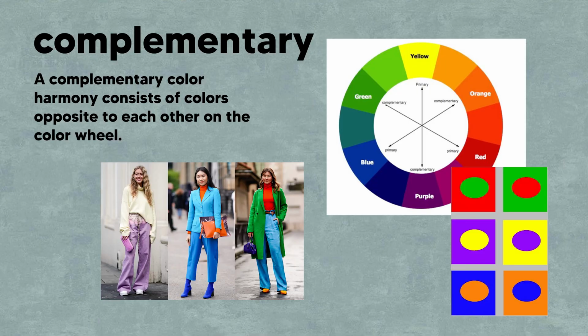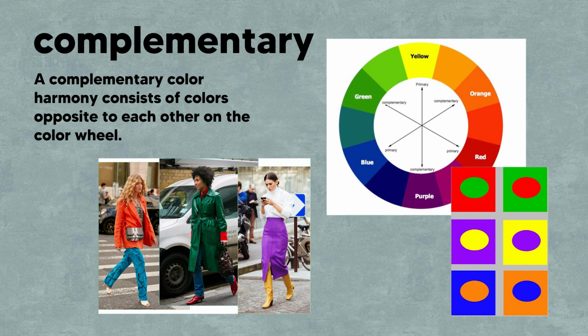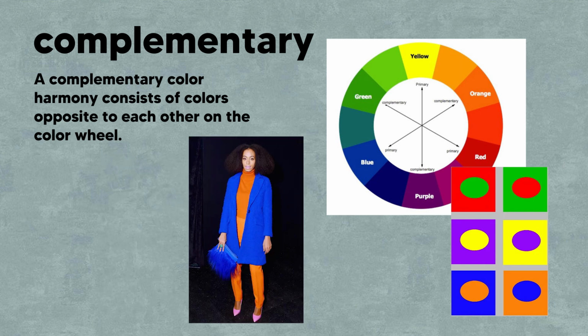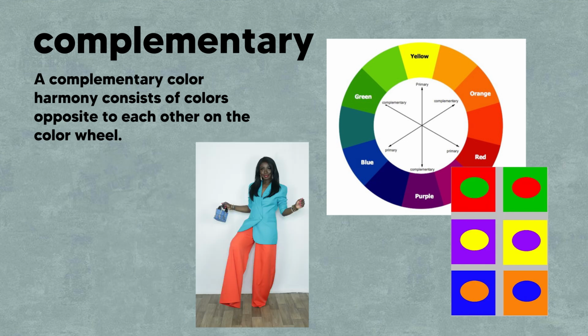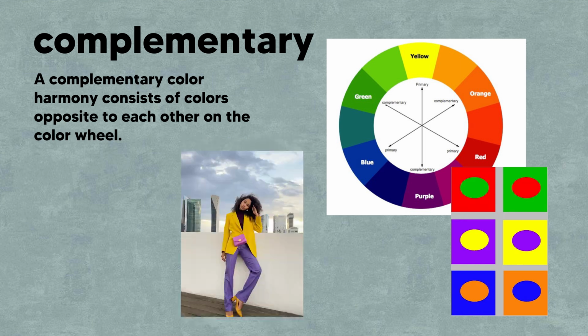Complementary. A complementary color harmony consists of colors opposite to each other on the color wheel. For example, yellow and purple are complementary colors. Complementary color palettes create outfits that have very bold and energetic vibes.